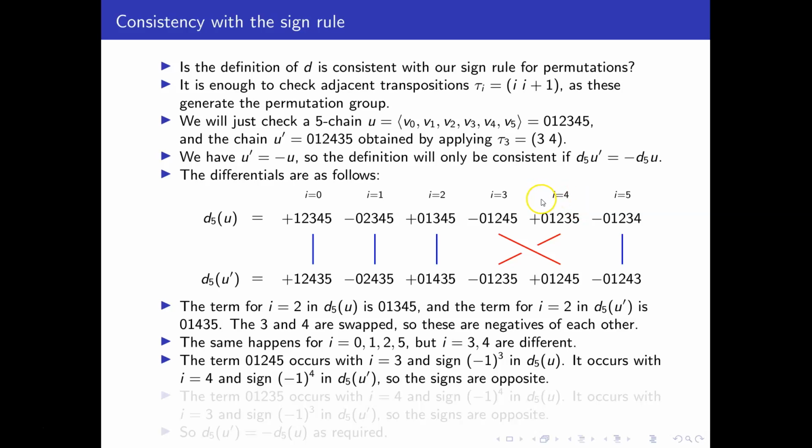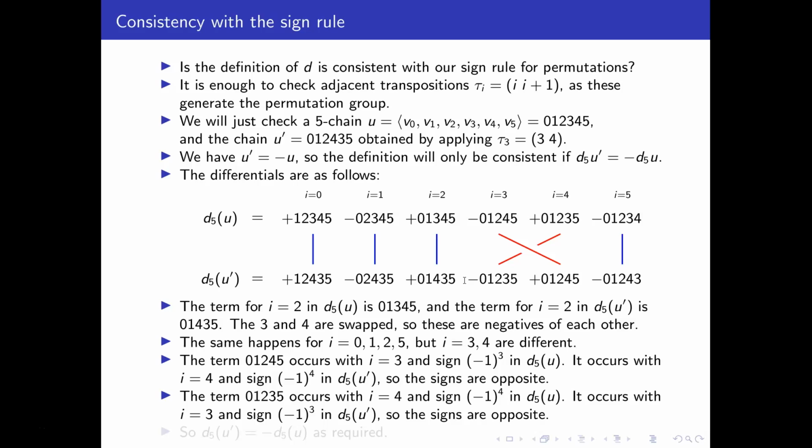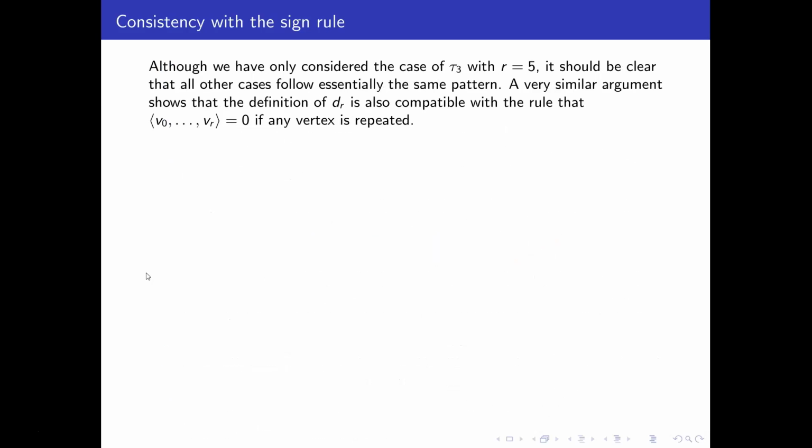And then similarly for I equals 4, if we leave out the 4 in U, we get 0, 1, 2, 3, 5. And that appears in slot 4. Exactly the same term appears in D5U prime, but it appears in slot 3. So here it appears with a sign -1 to the 4, and here it appears with a sign -1 to the 3. So these appear with opposite signs, and everything cancels. So this is minus that, this is minus that, this is minus that. So we see that D5U prime is equal to minus D5U. Which is good. That's how the sign rule is supposed to work out.